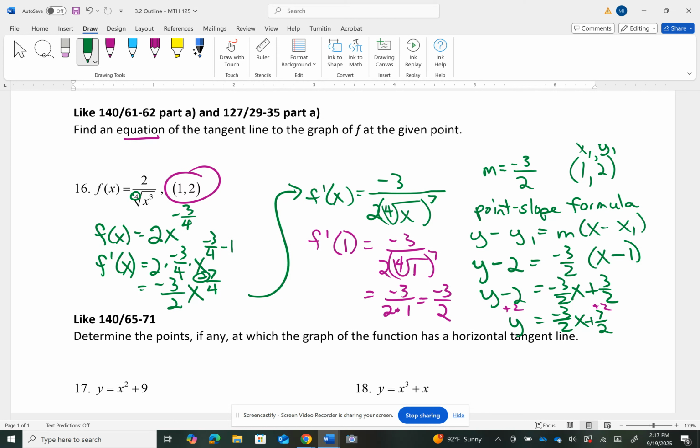Okay, so I'm just double checking. Let me look at it again because I had something different last time. Oh yeah, that's a negative. So because of that negative, we did have the slope turning out to be negative 3/2. Okay, so that looks correct.